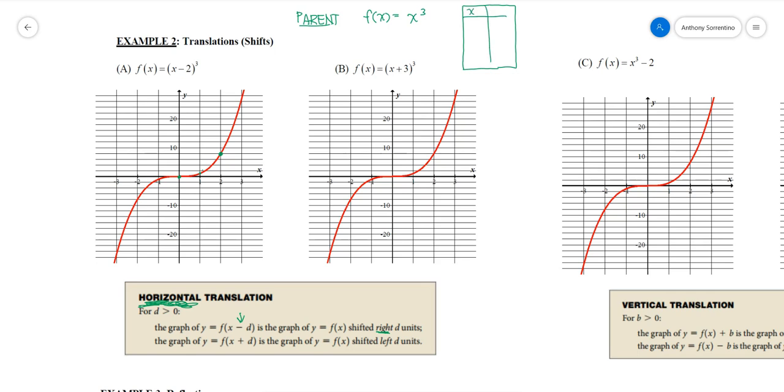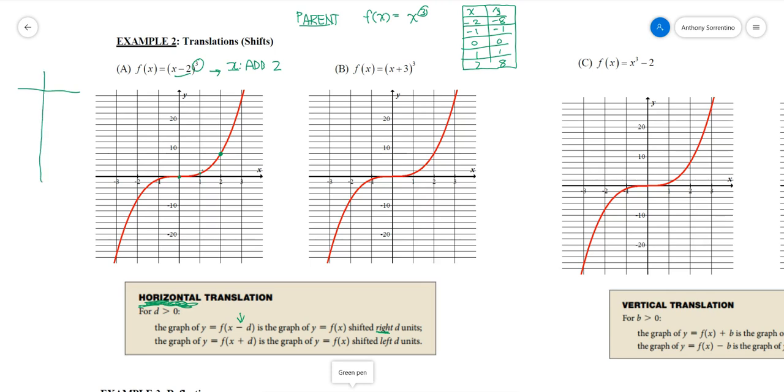And for the parent functions, you're going to be expected to know how to produce a table with enough values for it to be somewhat reasonable really quick. So -1, -1, -2, -8, 1, 1, and 2, 8. That's the parent function. For each one of these, I'm going to alter the parent function. So when I see x minus 2 cubed, I know it's related to a cubic function. And this is telling me for the x's, I'm going to add 2 to the x coordinates.